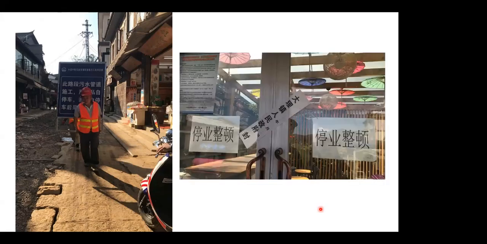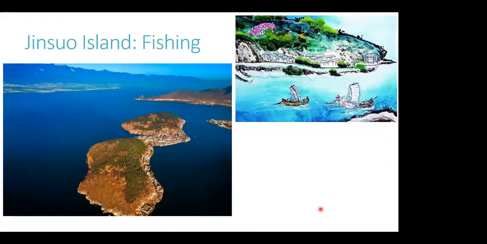And here's a picture of a guest house being closed by the government because of these very strict policies. Nobody can do any commercial activity within that site. I think they have a couple of years to work on that, so they're closing down one by one. So people are really feeling lost now about what to do. And then in terms of that fishing village, here is an aerial picture of Jinso Island, which is the fishing island.